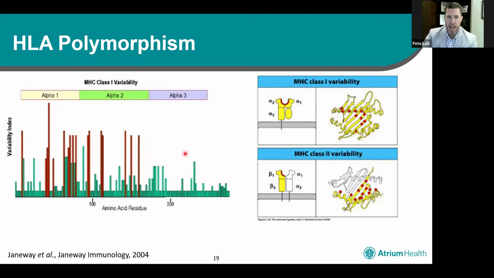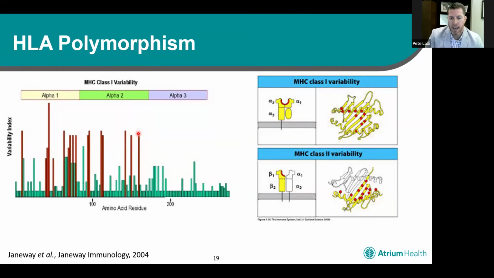Alpha 3, remember, was the structural portion of the molecule, so we don't need much variation there. But by having all of this different variation, it allows us, as a species, to have a whole bunch of different HLA proteins to allow for us to fight off different infections.